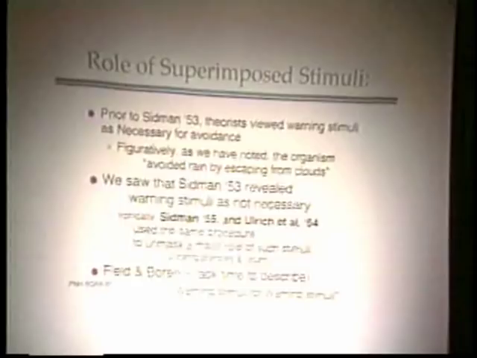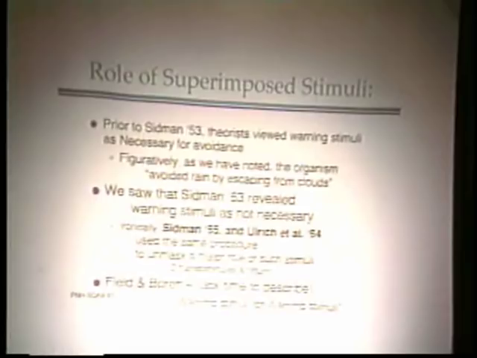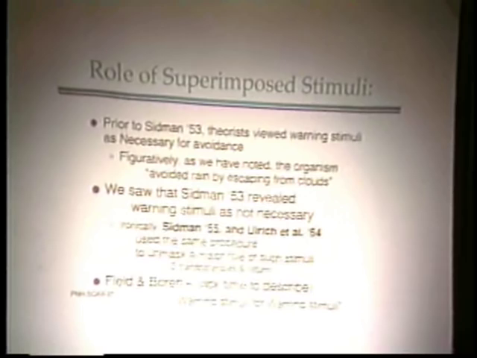The newsworthy thing about Sidman's procedure back when he first published it in 1953 was that avoidance theorists prior to this had viewed warning stimuli as necessary for avoidance. All avoidance procedures used warning stimuli. The assumption was the animals needed it. Of course, it was the theorists that needed it rather than the animals. As I also said earlier, figuratively, the organism was avoiding rain by escaping from clouds.